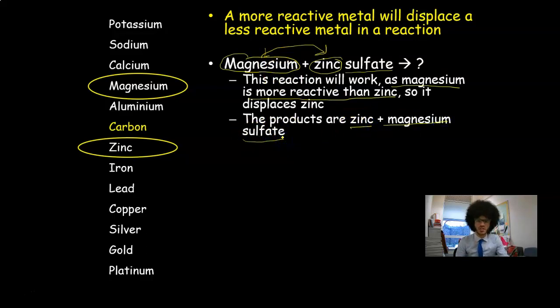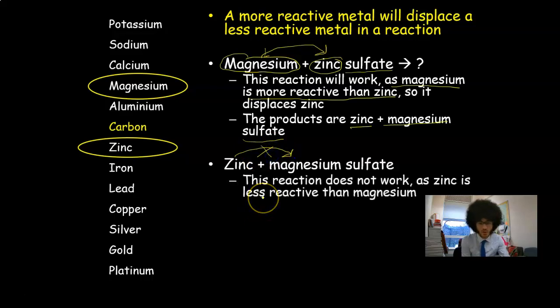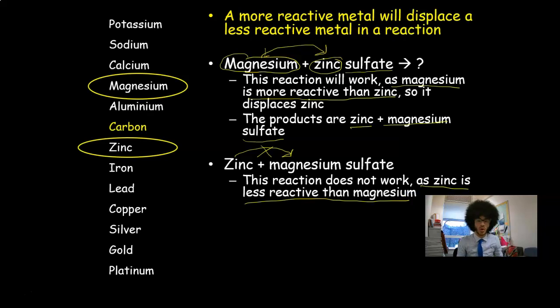Now, let's say that I reverse this reaction. Let's say I try to react zinc and magnesium sulfate. Now, zinc is less reactive than magnesium. It's lower down the reactivity series, so it cannot kick out magnesium. All right. As a result, the reaction doesn't work. Zinc is less reactive than magnesium. Notice I've articulated this quite clearly. As a result, the reaction does not work.